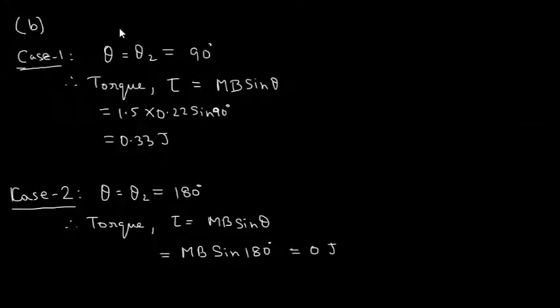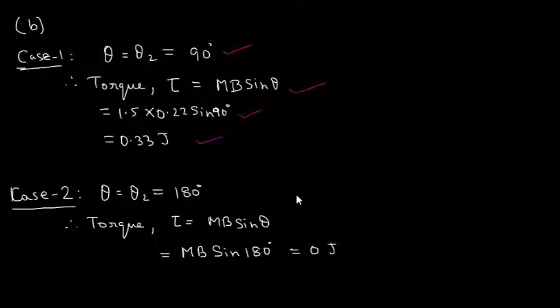Now let us see the B part of the question. In case 1, theta is equal to theta 2, that is equal to 90 degree. Torque tau is equal to mb sine theta. Putting the value of mb and theta, we get 1.5 multiplied by 0.22 multiplied by sine 90 degree, which upon solving we get 0.33 joule.